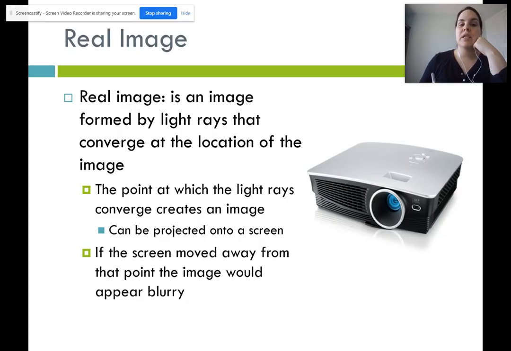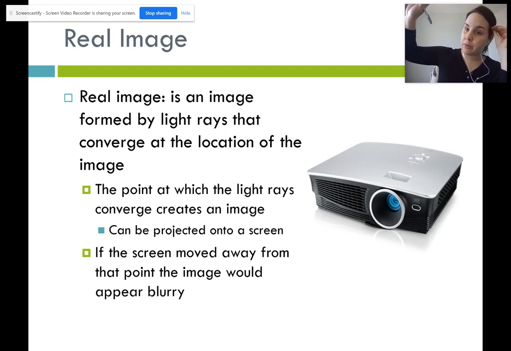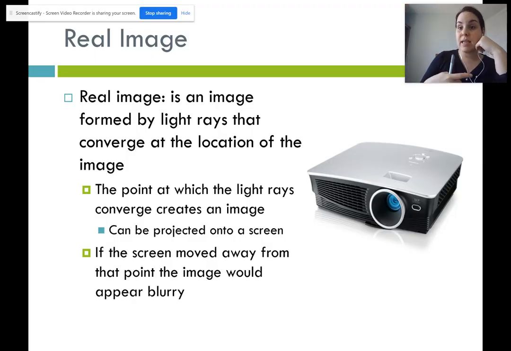A real image is an image that's formed by light rays that actually converge at the location of the image. For example, back in our classroom at Tommy Douglas, if you remember, we have the projector on the board. It's a smart board. The projector is actually really close to the screen, and it's a special type of projector. It actually has a mirror in it that reflects the image onto the screen.